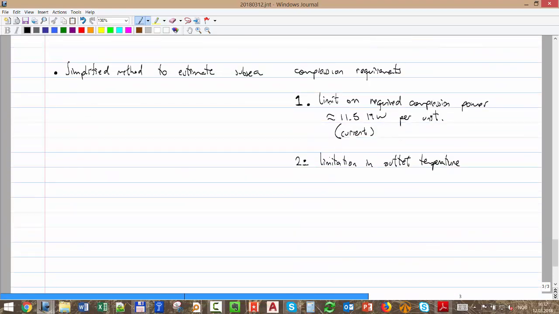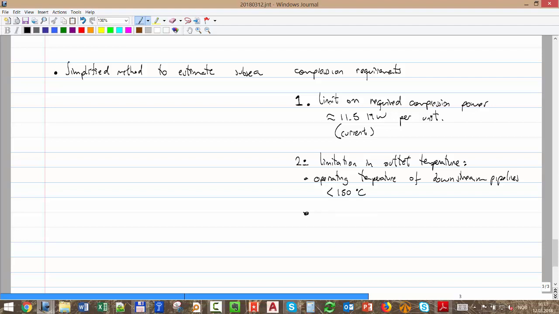Okay, so we have a limitation in the outlet temperature. That's due basically to the operating temperature of downstream pipelines. Okay, and that's typically in the range of something less than 150 degrees Celsius, or a bit lower than that. It depends a bit from field to field, but it doesn't have to be high.